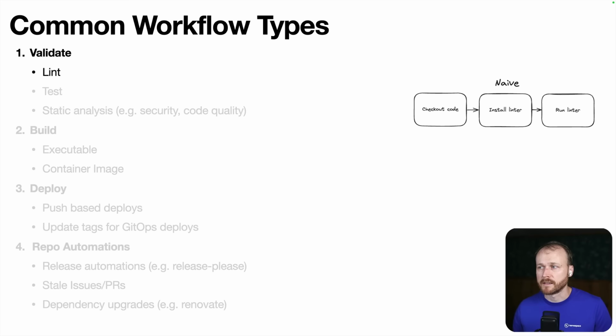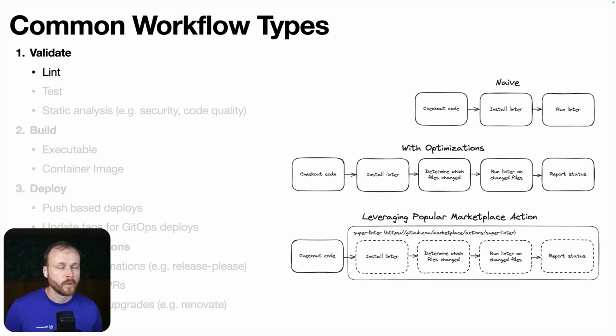If we start with something like linting, a naive approach might be to have one step which checks out our code, one step which installs the linting tool of choice, and then a third step which executes that linter. How can we improve this workflow? We can start to optimize it by adding a step to determine which files will change, and then only running the linter on those files. We also could improve this by reporting the status back on the workflow itself, or if we were running this against a PR, maybe as a status or comment associated with that pull request.